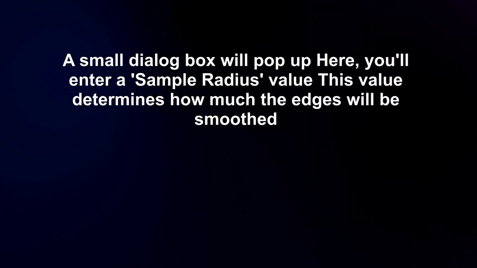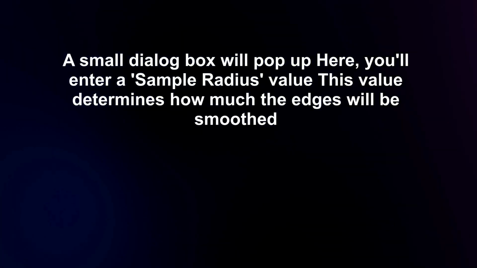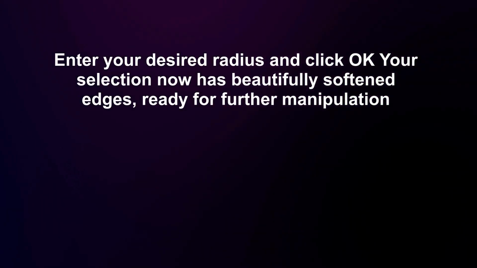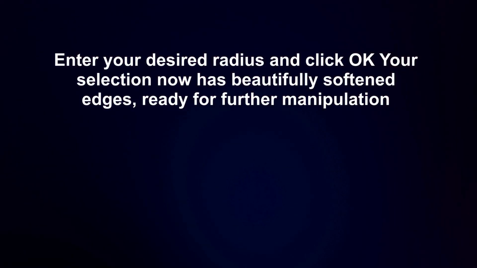A small dialog box will pop up here. You'll enter a sample radius value. This value determines how much the edges will be smoothed. Enter your desired radius and click OK. Your selection now has beautifully softened edges, ready for further manipulation.